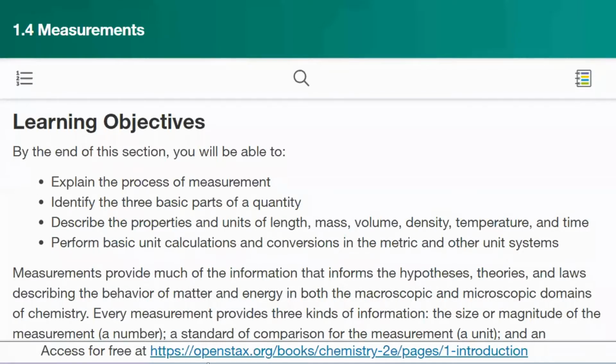Lecture 1.4, Measurements. Learning Objectives. By the end of this section, you will be able to explain the process of measurement, identify the three basic parts of a quantity, describe the properties and units of length, mass, volume, density, temperature, and time, perform basic unit calculations and conversions in the metric and other unit systems.